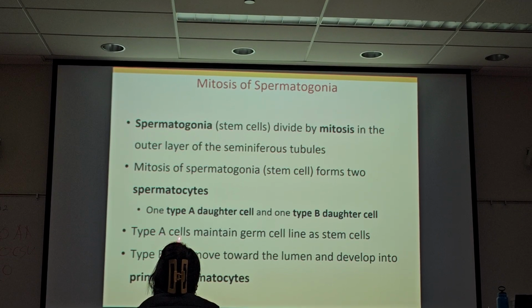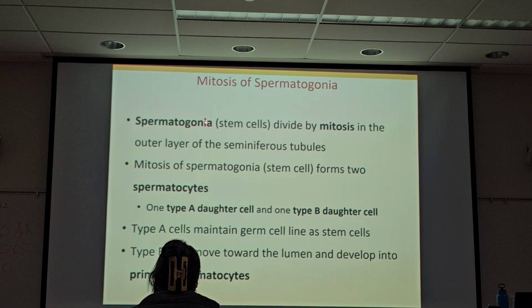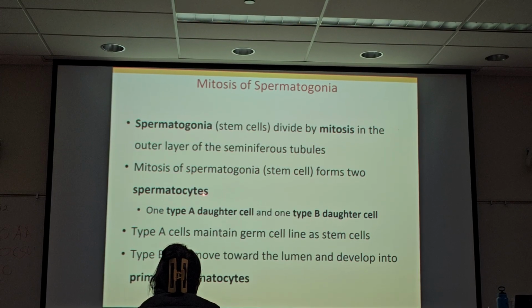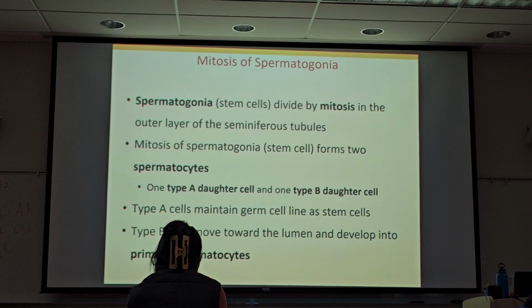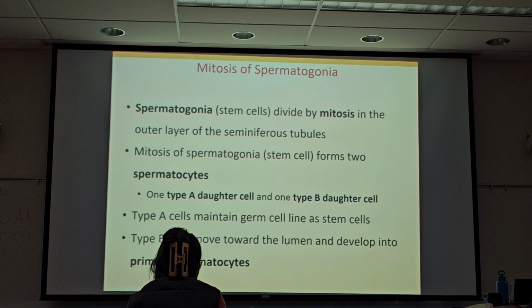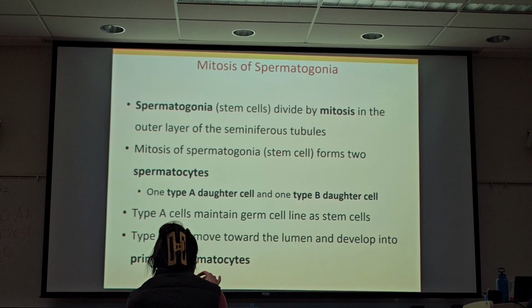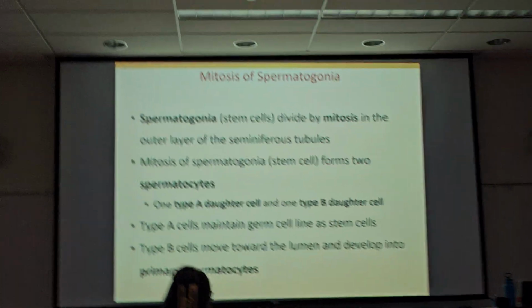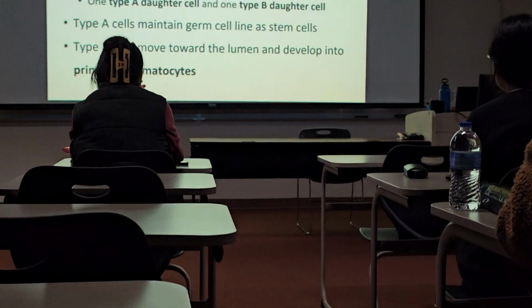Type A cell, when it divides, the daughter type A cell stays as a stem cell. The type B cell is a spermatocyte. It will continue through the process of changing into a sperm cell. As it continues through the process of changing into a sperm cell, it moves from the wall of the seminiferous tubule, you see a picture, to the lumen of the seminiferous tubule. And it enters into the lumen as a full-fledged sperm cell.